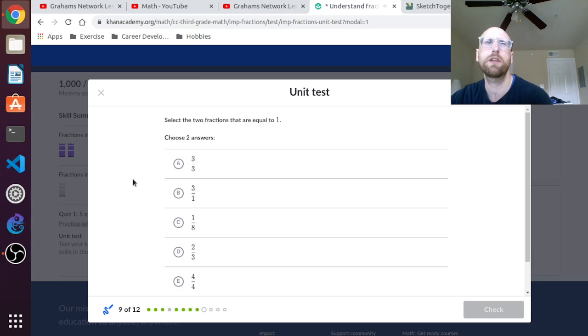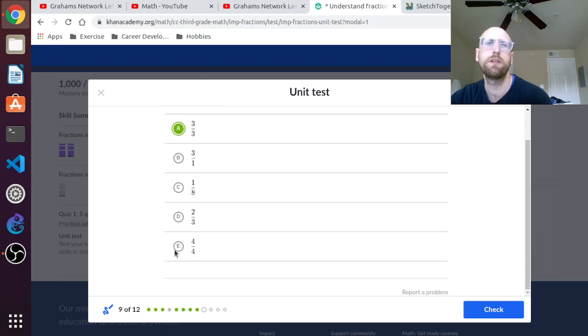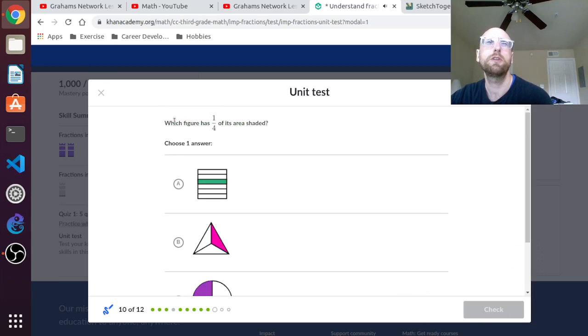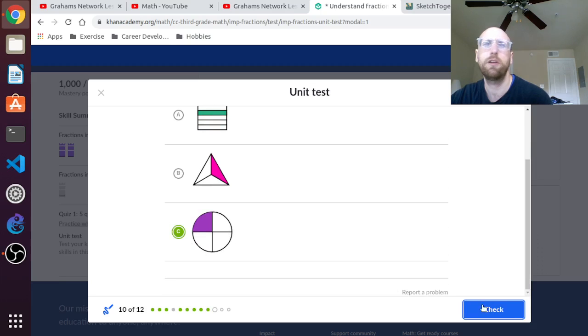Select the two fractions that are equal to 1. This one should be pretty easy. There we go. That's a freebie. Which figure has 1/4 of its area shaded? This is another freebie.